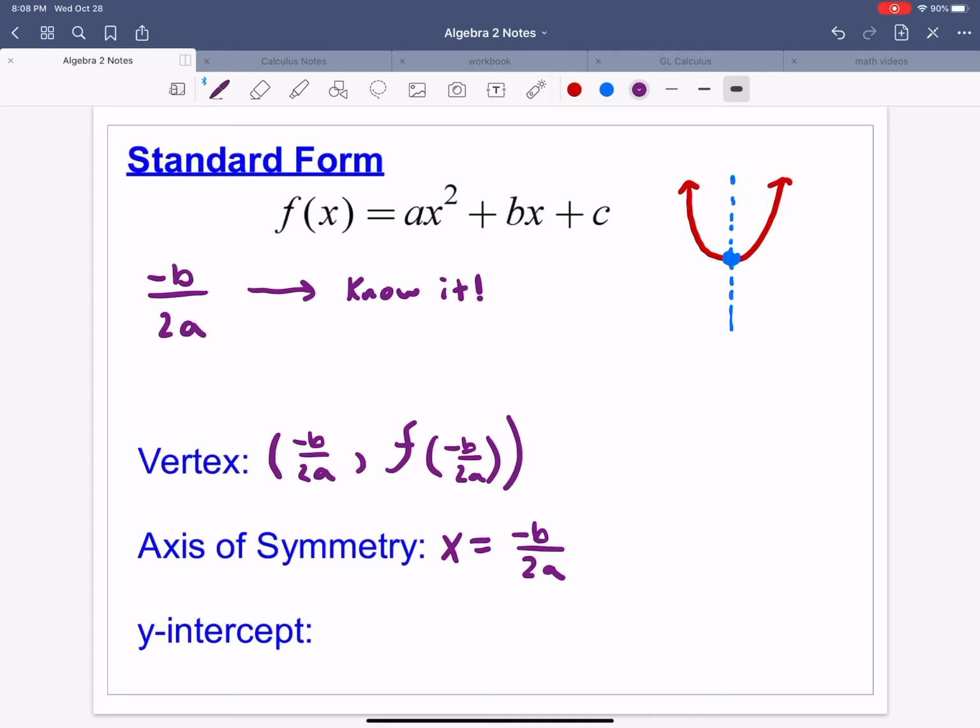Now, the y-intercept on standard form is actually really simple. Think for just a minute about what would happen if we plugged a 0 in for x. Ax squared would become 0. Bx would also become 0. So we would have 0 plus c, so your y-intercept is going to be c. The y-intercept is super easy to find on standard form.